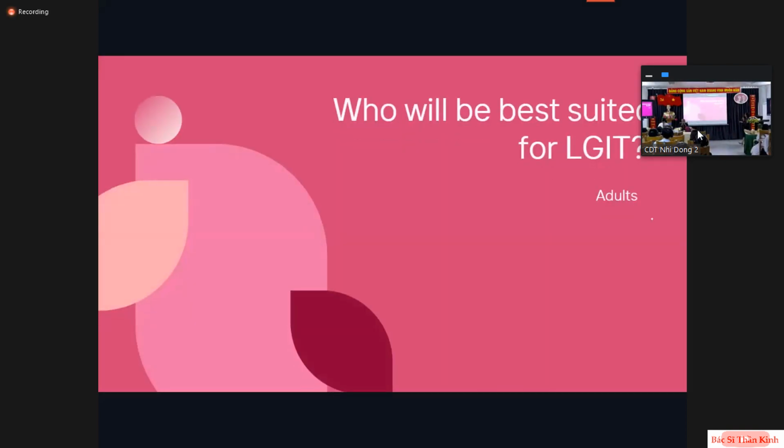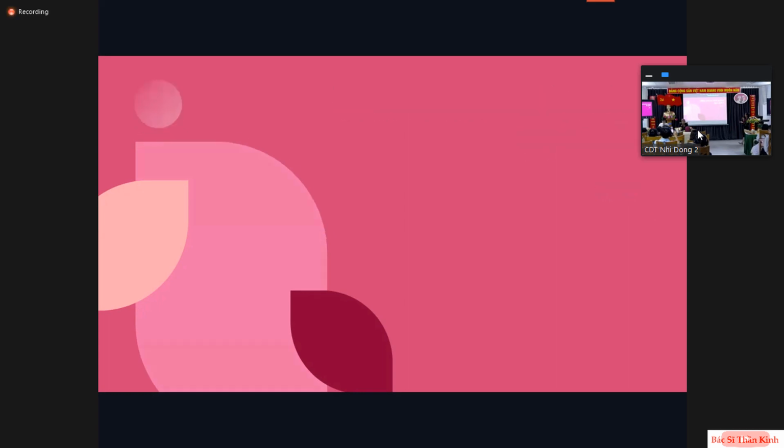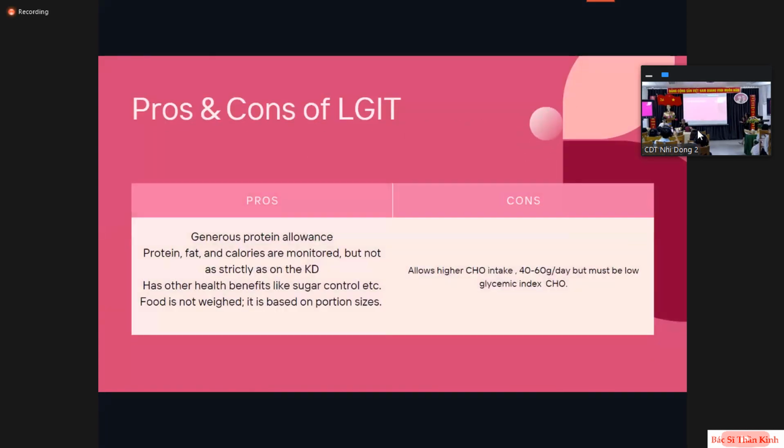Who will be best suited? Probably adolescents and adults. I don't have much experience. And the pros and cons, I think they allow a generous protein allowance. Protein, fat, and calories are monitored, but not as strictly as the ketogenic diet. And it also has other health benefits. But despite allowing a higher carbohydrate intake, they have to be at a lower glycemic index. So that's probably the only con of the diet.